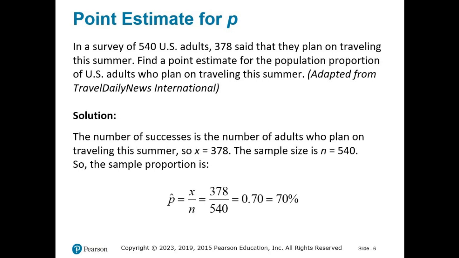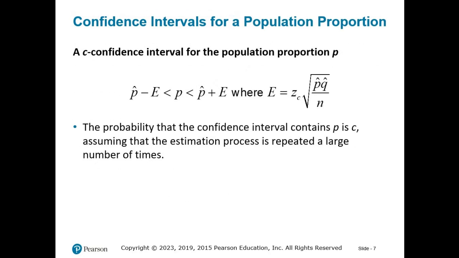Now, is it likely that this number is exactly what the true population parameter is? Not really. So we need to add in a confidence cushion in there. So let's talk about building a margin of error like we did before. We're going to create a c confidence interval for the population proportion p by building a margin of error that we can subtract from our point estimate and add to our point estimate. And the formula that we're going to use for our margin of error is here.